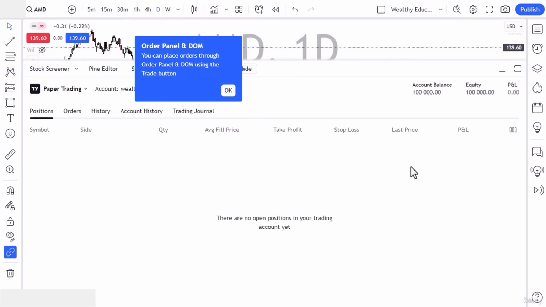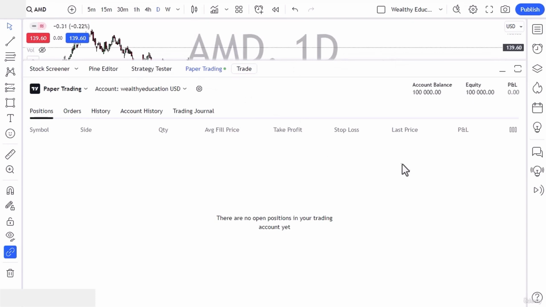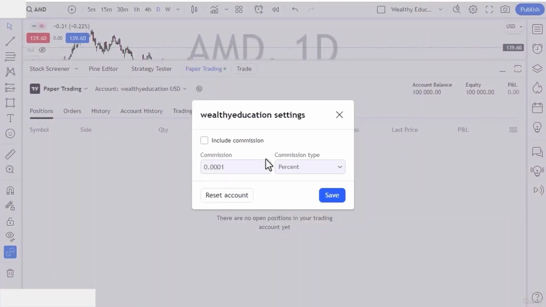So it will give you a tour. But in paper trading, you can see your account now. Wealthy Education USD. My account balance is 100,000. You can change your commissions. So let's just say I want to make my commissions something crazy like 5%. You can change that.